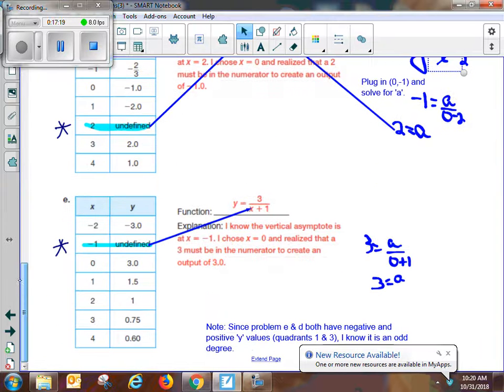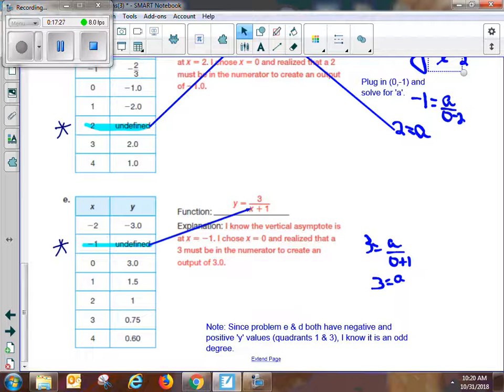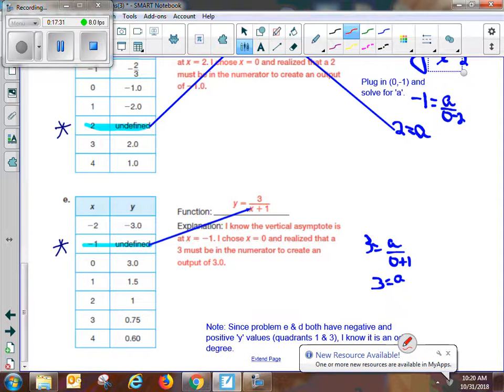Okay, watch this. Undefined, so the denominator has an x plus 1. Are you there? Take any ordered pair. I took (0, 3) into the equation y equals a over x. And what did we say to put on the bottom? Plus 1.